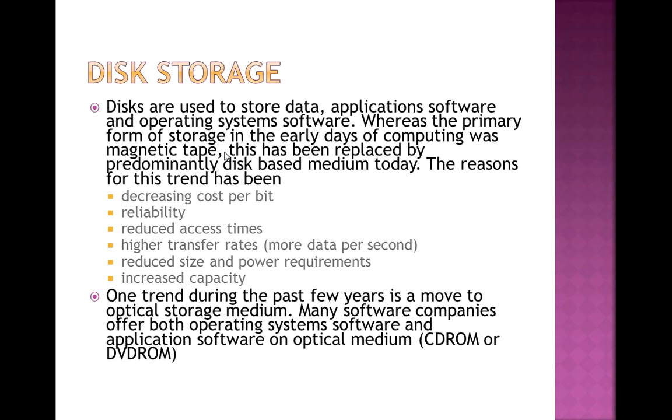Then disk storage. This says disks are used to store the data, application software and operating system software. Whereas the primary form of storage in the earlier days of computing was magnetic tape, this has been replaced by the disk as the medium today. The reason for this trend, that is why we moved from the tape to the disk, has been the decreasing cost per bit, reliability, reduced access time, higher transfer rate, reduced size, and increased capacity.